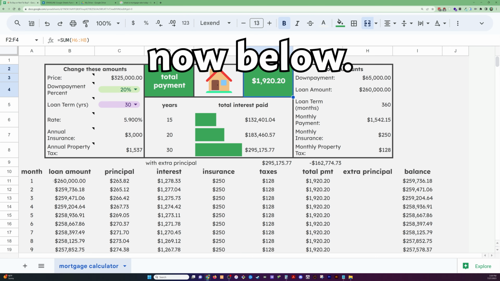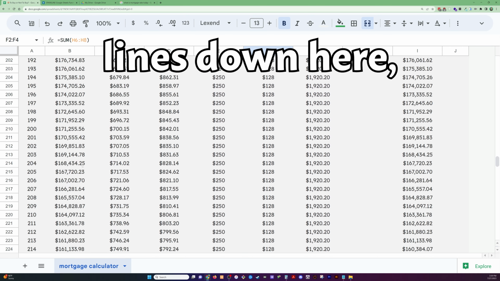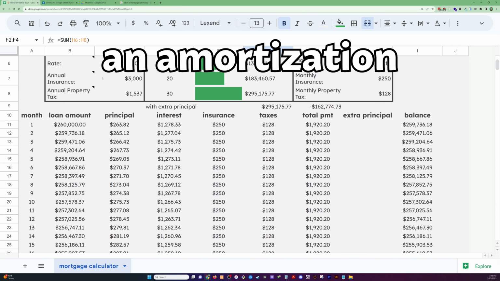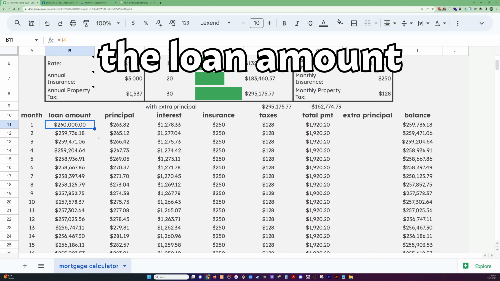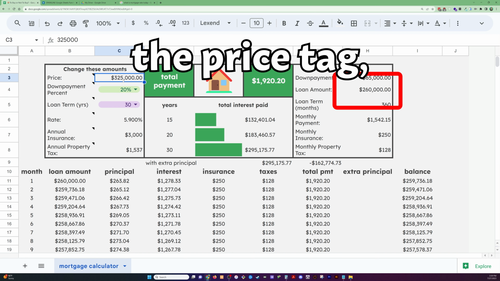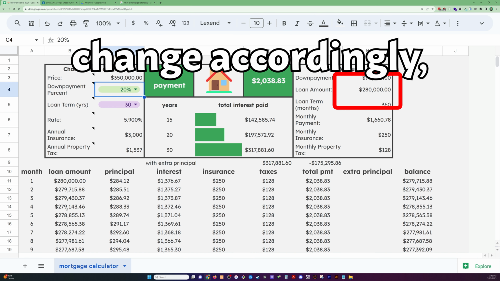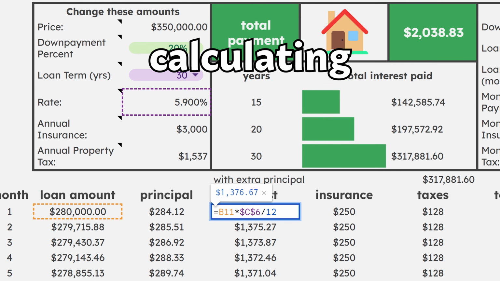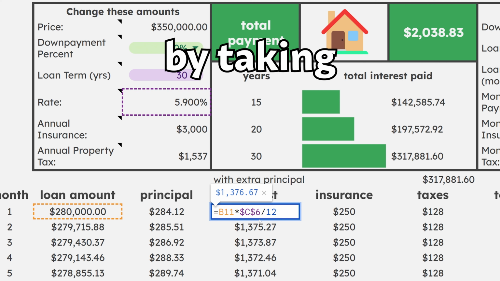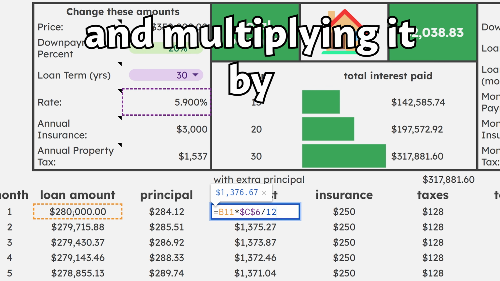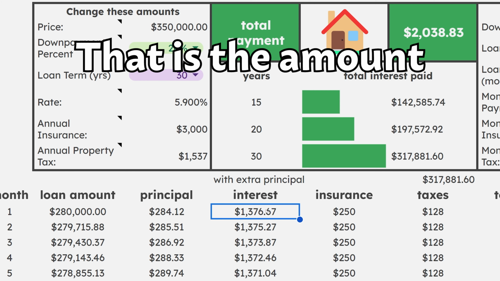Now, below in all these lines down here, don't be intimidated by this. This is simply called an amortization schedule. It's taking the loan amount, and this is coming from our loan amount up here. If I change the price tag, that will change accordingly. And then we're going to do a couple things to it. We're calculating the interest by taking the interest amount divided by 12 and multiplying it by this loan amount. That is the amount of interest.